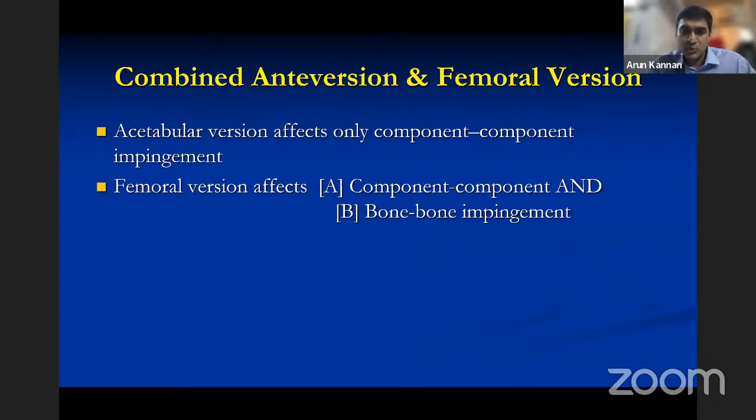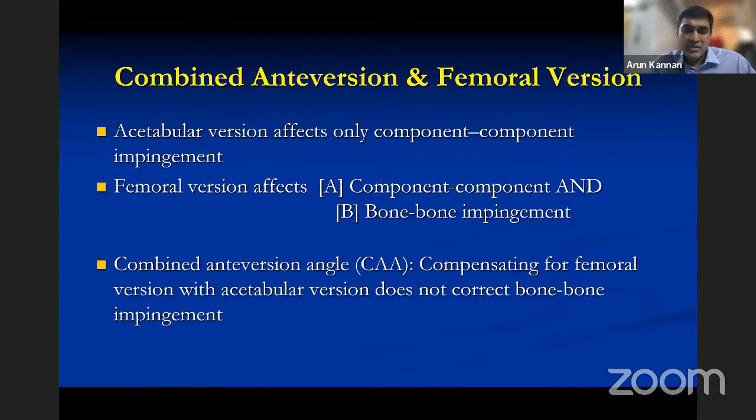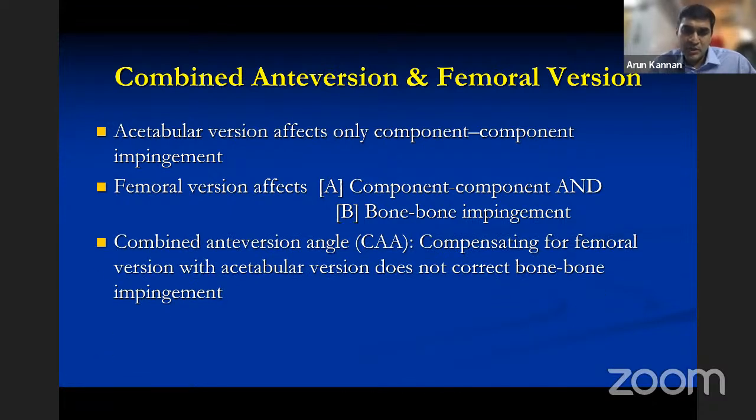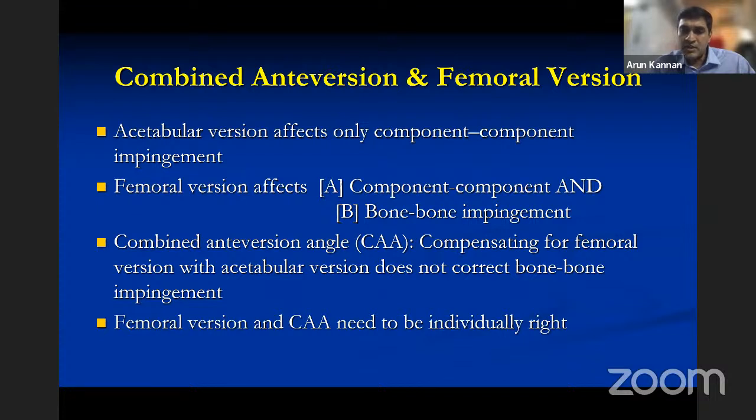Femoral version affects both. Therefore, let's say you have put the femur in retroversion and compensate with acetabular version alone, getting a good combined anteversion angle. CAA might still be good, but it will still not prevent the bone against bone impingement. So you have to get the CAA right as well as the femoral version right in THR cases to avoid impingement. So that was the point I was trying to highlight.